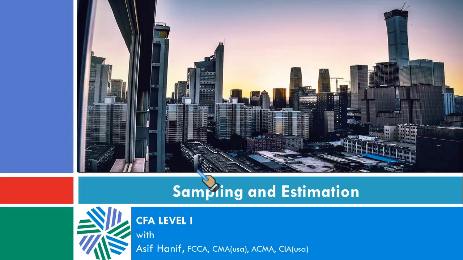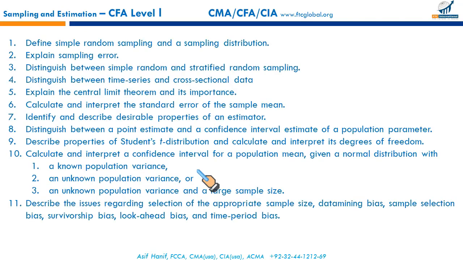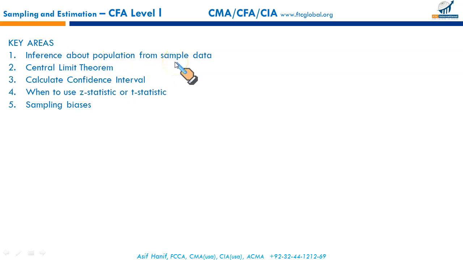Your next reading is sampling and estimation. These are the specific learning outcome statements, and these are the key areas that we will be covering in this reading: inference about population from sample data, central limit theorem, calculation of confidence interval, and when to use Z statistic and when to use T statistic, and certain areas on sampling biases. So these are the specific key areas we'll be discussing.